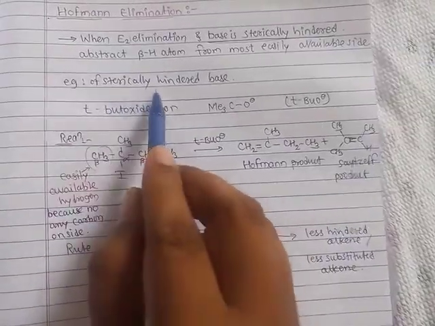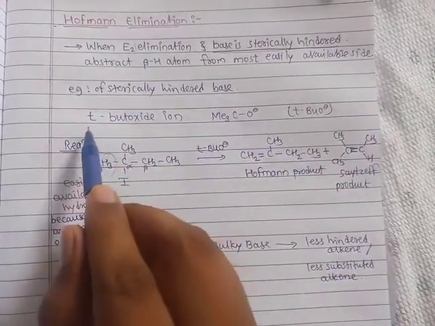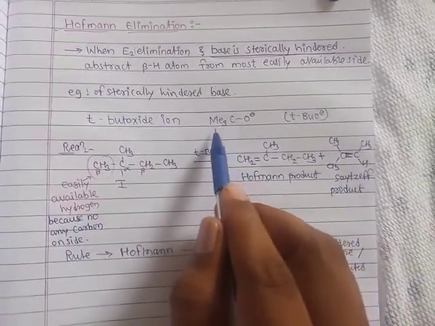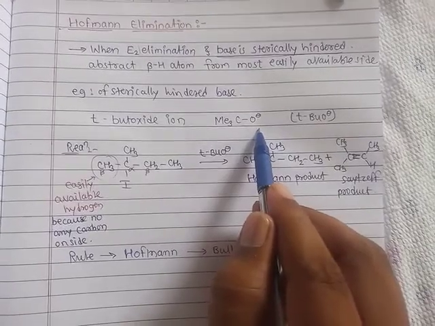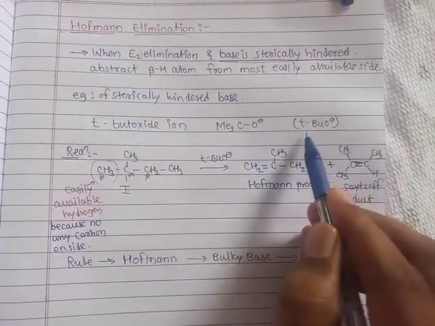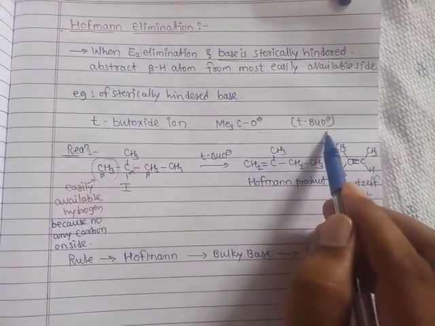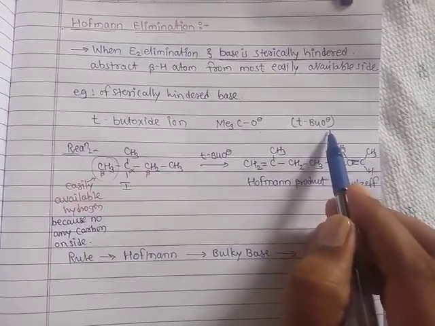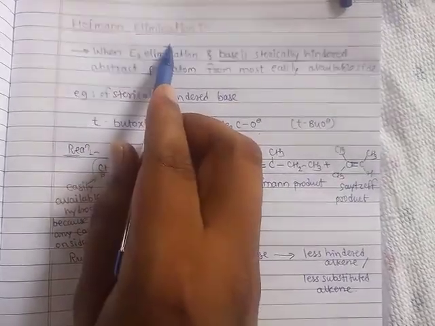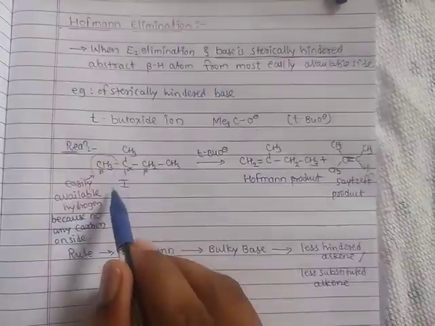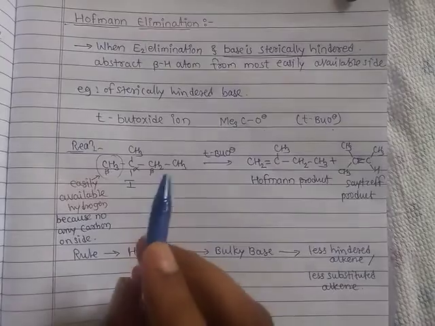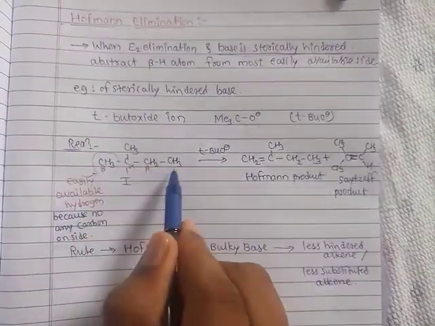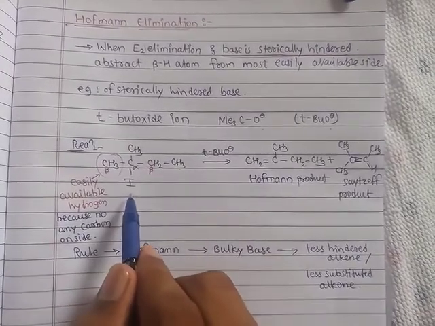An example of a sterically hindered base is the tertiary butoxide ion. Simply, it should be written like this, and in shortcut way it should be written like this. Okay, so get a clear idea about Hofmann elimination. I have written one example here. See friends, 2-iodo 2-methyl butane is the best example.